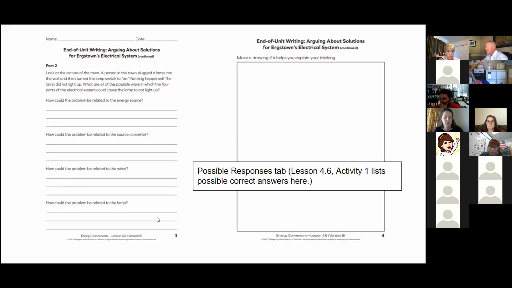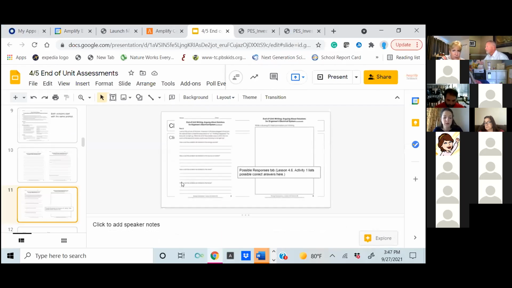One thing I wanted to point out for you, the place that you can see possible correct answers for these questions in part 2 is on lesson 4.6, activity 1 in the possible responses tab. Would you like me to go into the platform and show you where that is, the possible responses tab? Don't you think that would be helpful? Yes. Okay. All right. So I'm going to escape out of here.